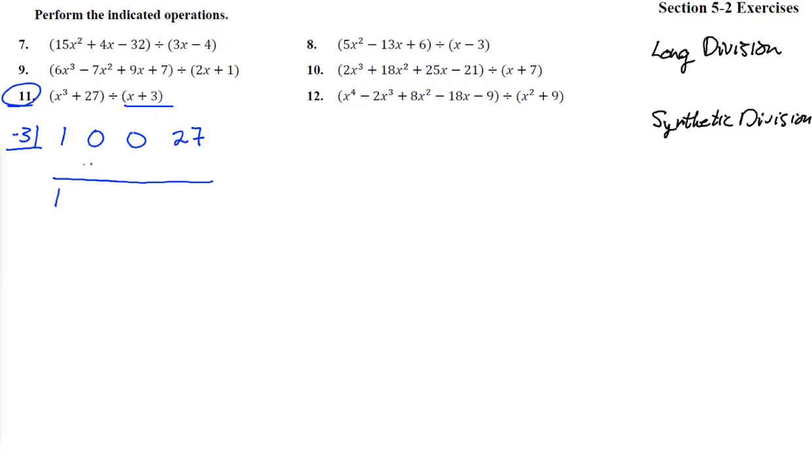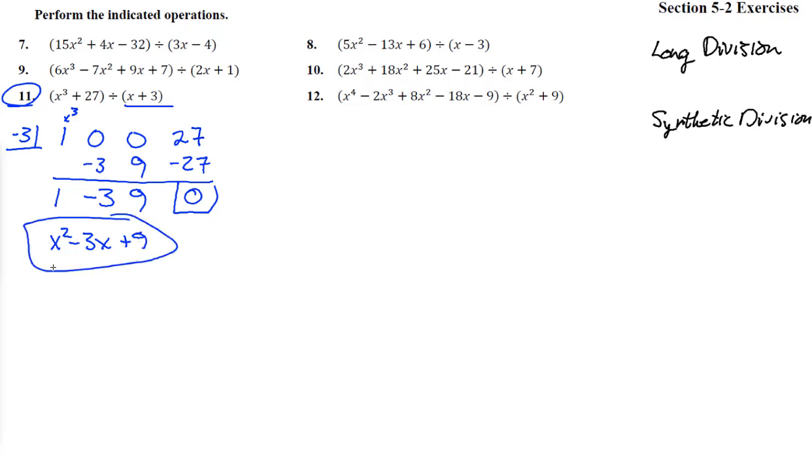Negative 3 times 1 is negative 3. Add, and we get a negative 3. Negative 3 times negative 3 is a positive 9. 0 plus 9 is a 9. Negative 3 times 9 is a negative 27, and that gives us a 0 for the remainder. So this used to be an x cubed, and then went down in power from there. It is now an x squared. So it is x squared minus 3x plus 9. That's our answer. Alrighty, the last one, number 12.